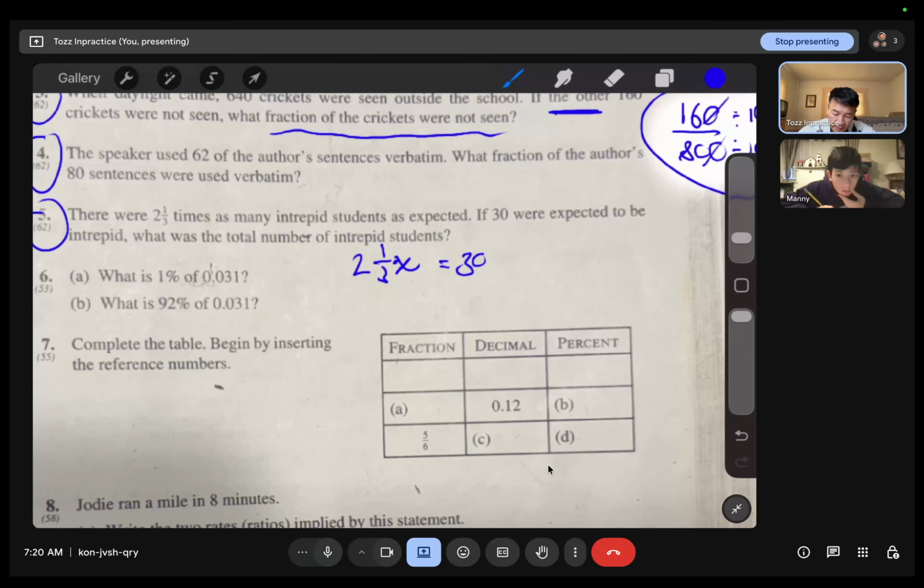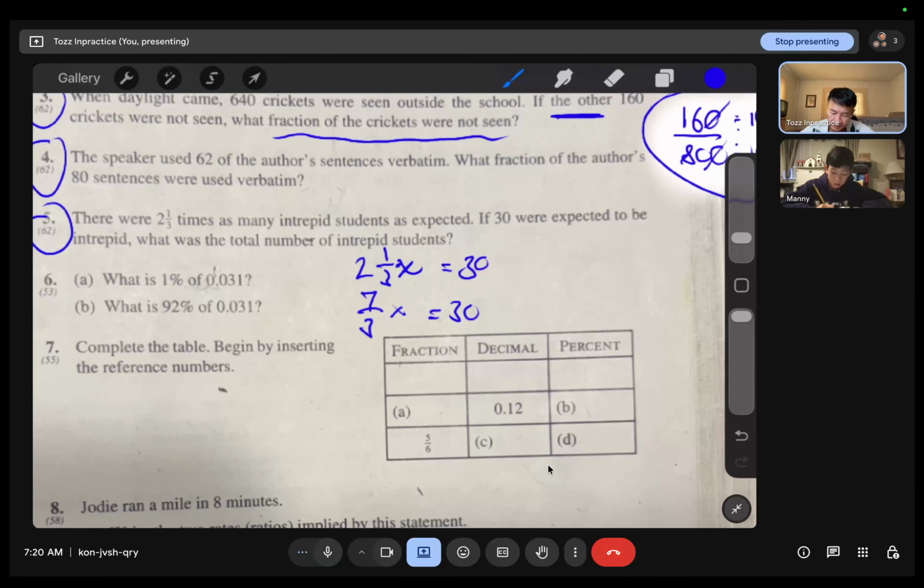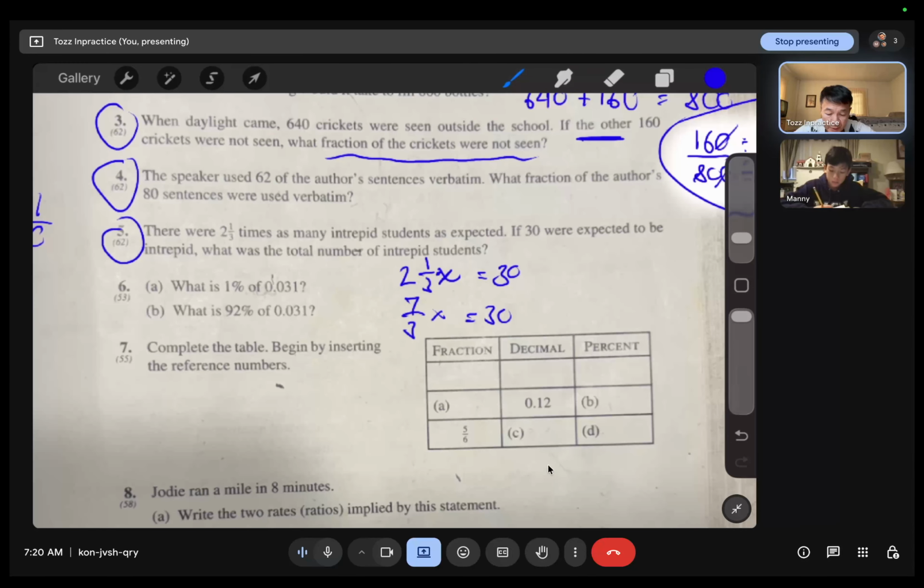So let's convert to 7/3 times x equals 30. And you multiply by the reciprocal. It doesn't look exactly the way I see it. Okay, let me read it again. I don't think this is right. The equation seemingly is right.